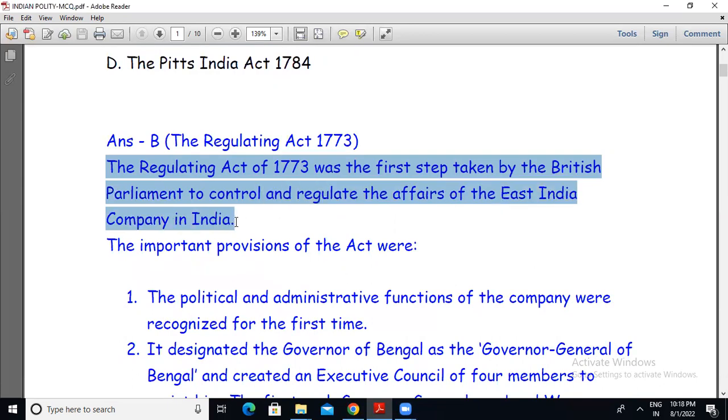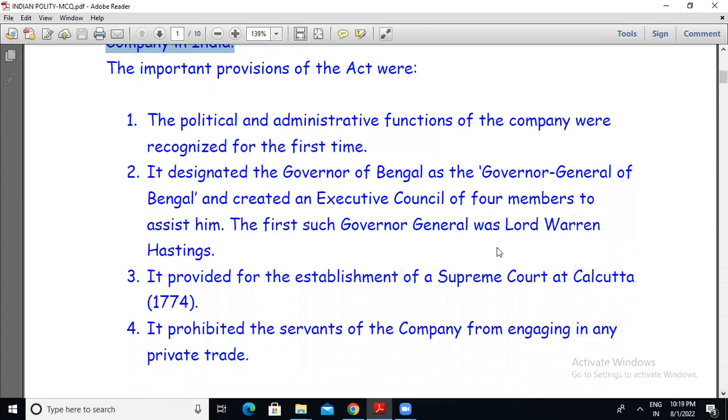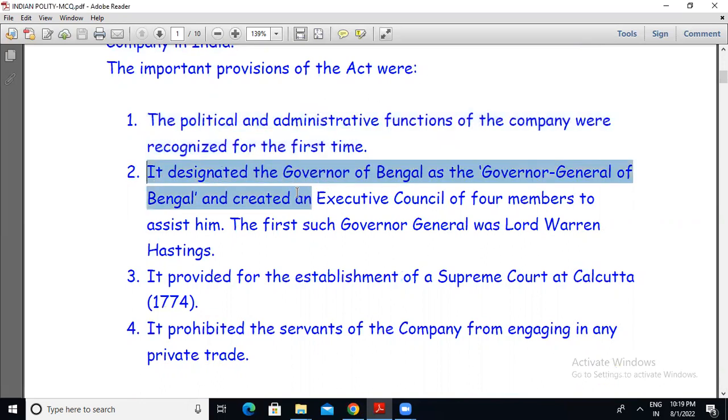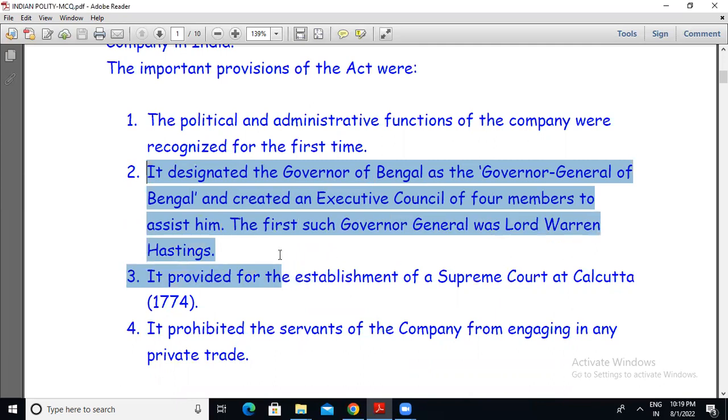So, let's see some important provisions of this act. First one is the political and administrative functions of the company were recognized for the first time. Second, it designated the governor of Bengal as the governor general of Bengal and created an executive council of four members to assist him. The first such governor general was Lord Warren Hastings.